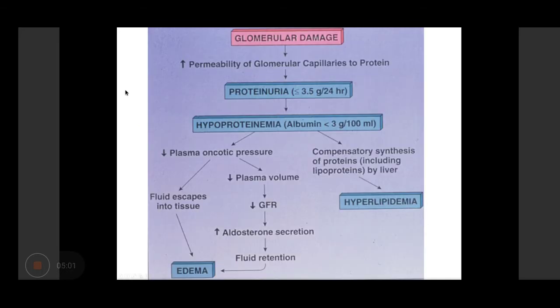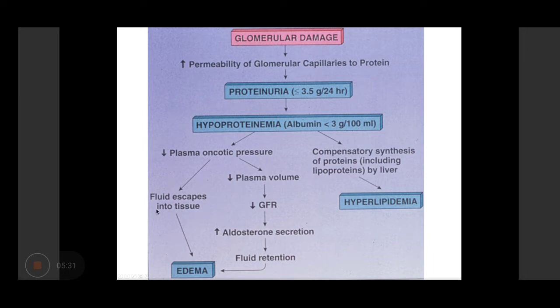This is a diagrammatic presentation of the entire development of nephrotic syndrome. So this includes, for example, glomerular damage leading to increase in permeability of the glomerular capillaries to proteins. This results in proteinuria, which is to the extent of more than 3.5 grams in 24 hours. This results in hypoalbuminemia, so the serum albumin level falls to below 3 grams per 100 ml. This leads to a fall in plasma oncotic pressure.